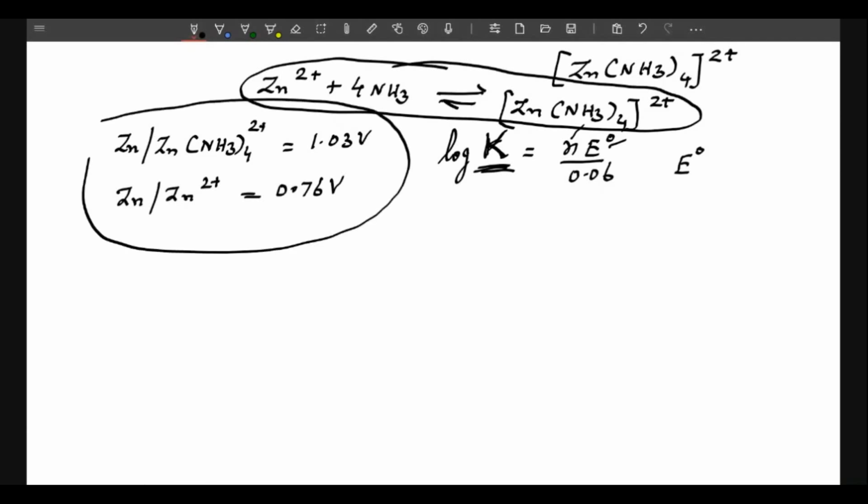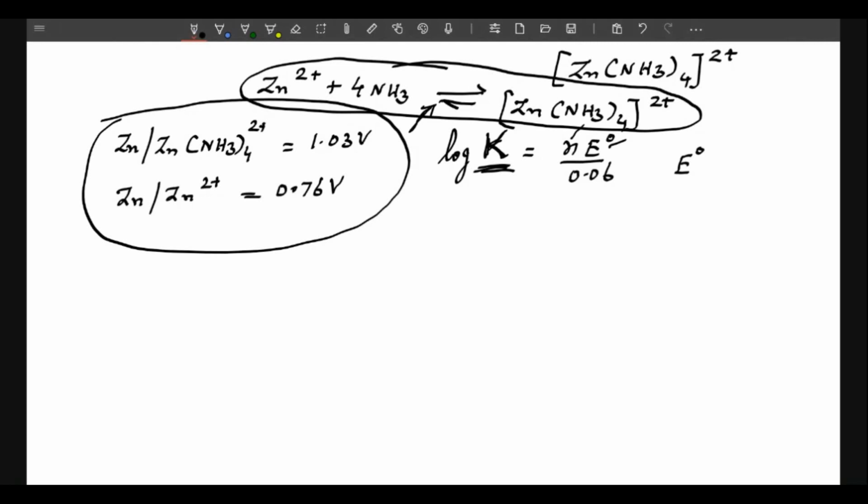Making use of these electrode potentials, we can construct the cell. From the cell, we can calculate the cell reaction. And ultimately, you can see that the cell reaction is nothing but this one. Therefore, now you can calculate E naught, then go for the usual problem. Yes, twisted problem. So such type of problem may be asked.